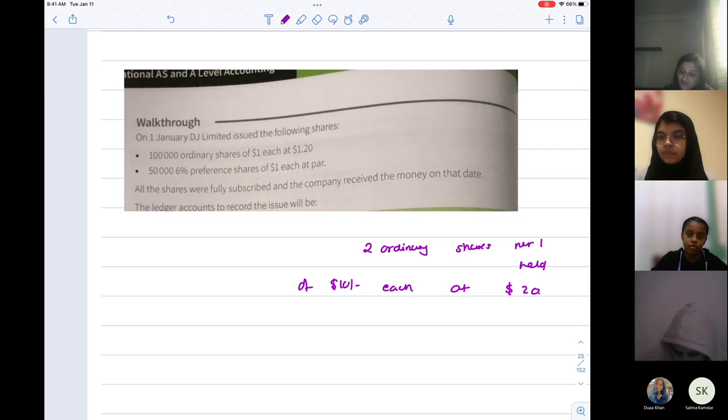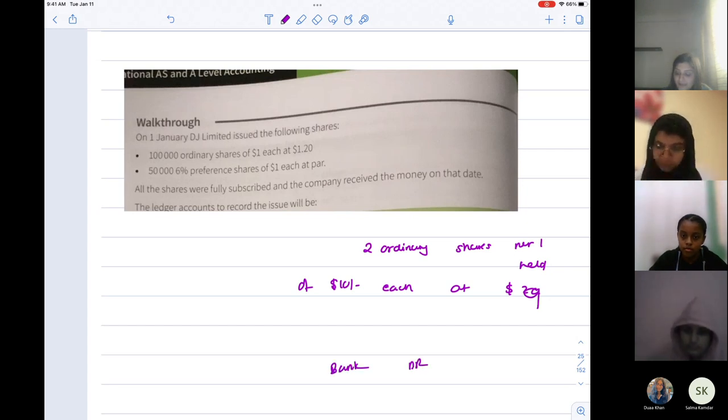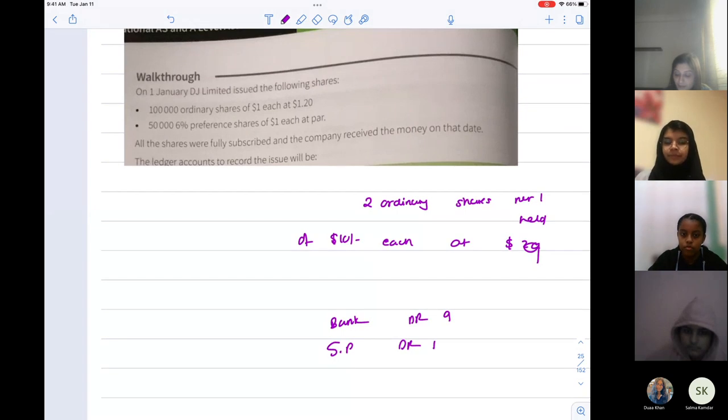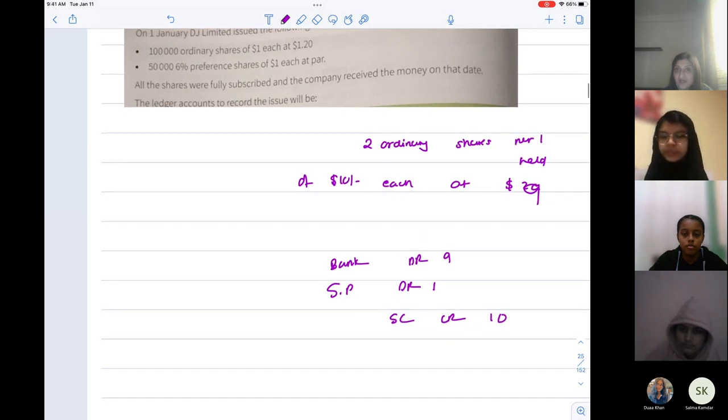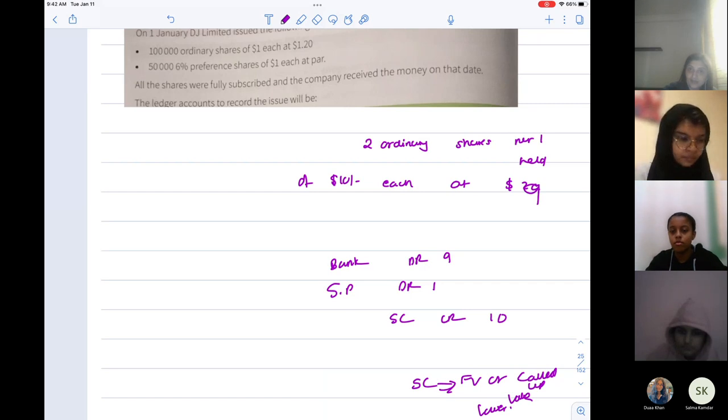But if you do it at $9 each, it would be bank debit 9. Share premium debit 1. You will use the share premium. And share capital credit 10. Share capital is always the face value or called up value, whichever is lower. Understood?